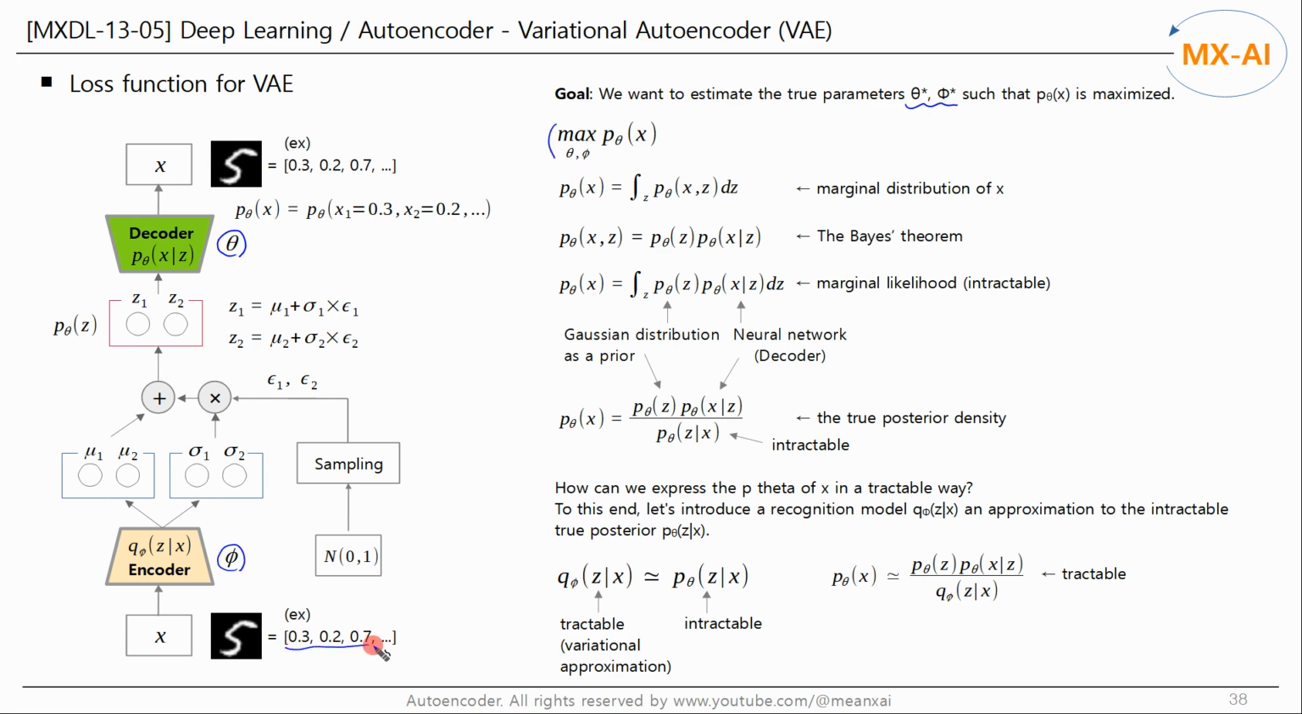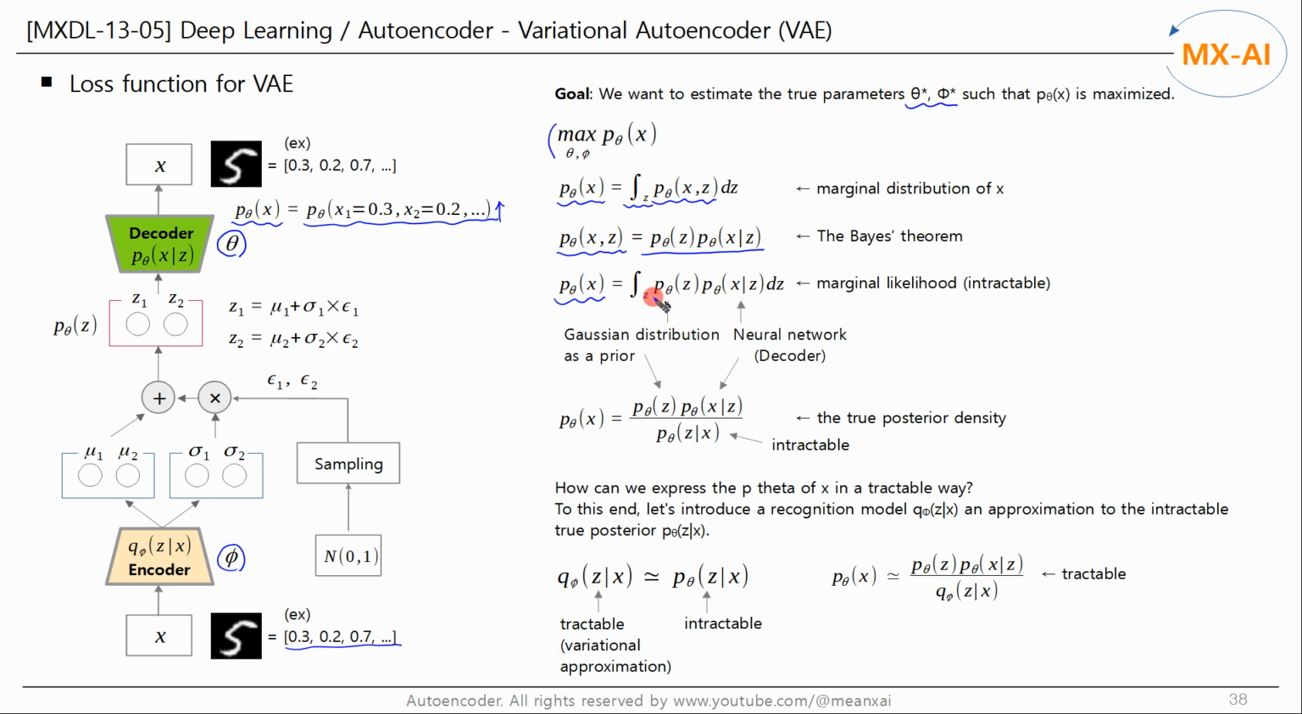If the input x is like this, then the probability that the output will be x is like this. The higher this probability, the more similar the input and output data are. Given a joint distribution over x and z that depends on theta, the p theta of x can be expressed as the marginal distribution of x by summing the joint distribution over all possible values of z. And the joint distribution of x and z can be written as follows by Bayes' theorem. Therefore, the p theta of x can be expressed as follows.